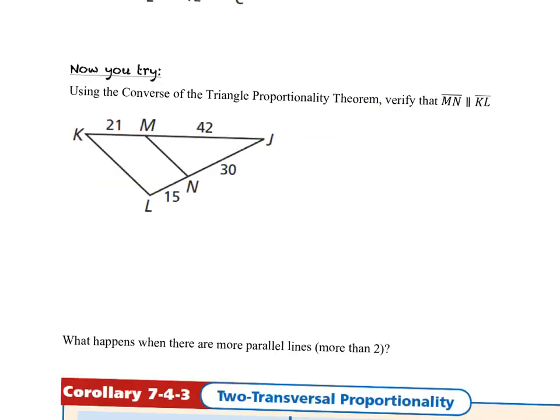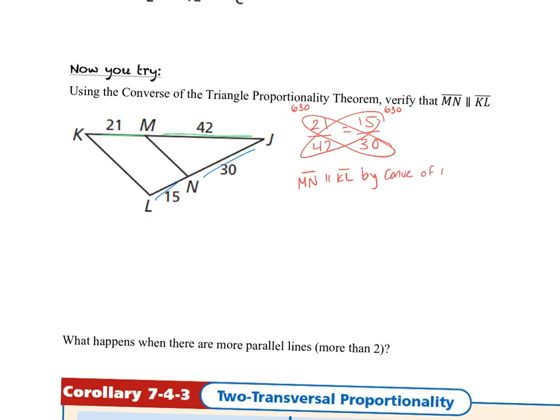Now for the you try, if you want to pause and try it first, feel free. I'm going to go ahead and put the answer here for you. So since the cross products equal each other, we can say that MN is parallel to KL by the converse of the triangle proportionality theorem.